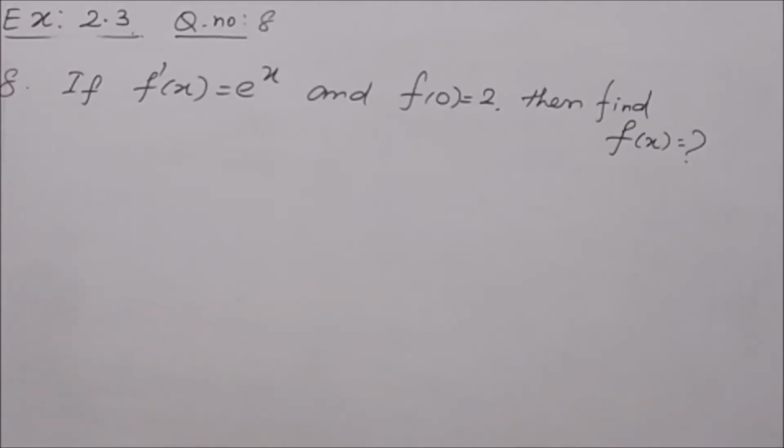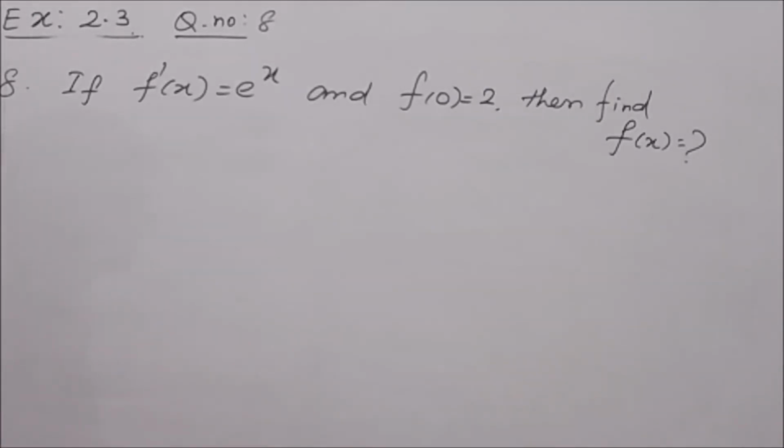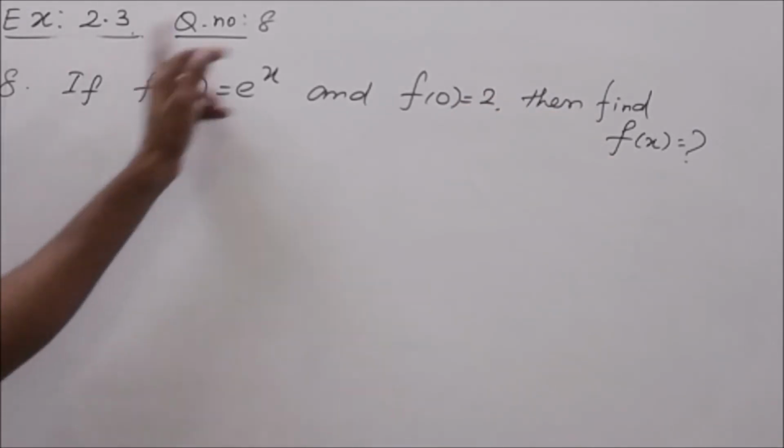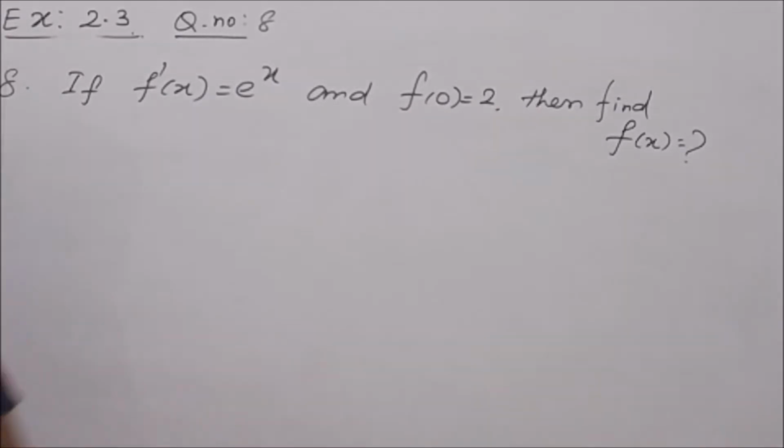Question number 8, exercise 2.3. This will be the last question in the exercise. f'(x) is equal to e^x is given, and f(0) equal to 2 is given. Then we should find the value of f(x). The function's derivative is given, and one point on the curve is given. We should find the curve f(x).